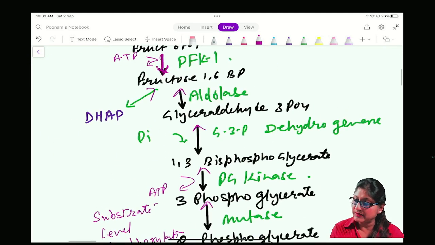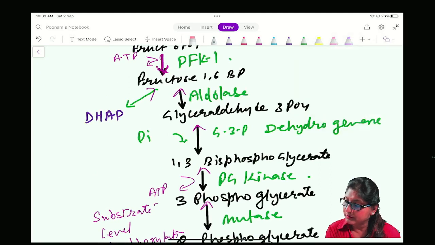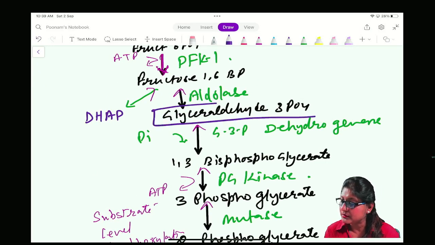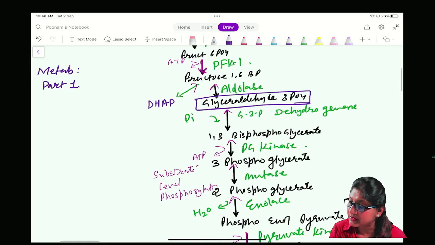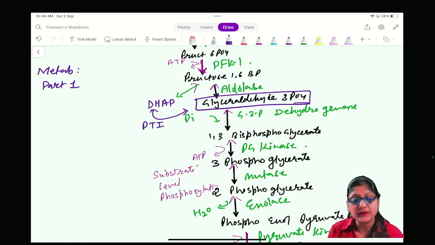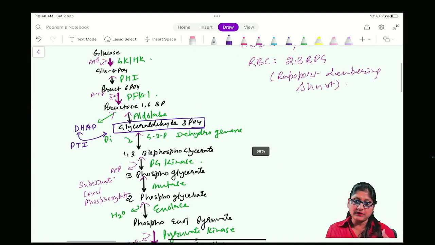You must know that from glyceraldehyde 3-phosphate onward, these reactions are going to occur twice in glycolysis. From glyceraldehyde 3-phosphate downward, all the reactions you are seeing occur twice, because DHAP is converted in a reversible fashion by phosphotriose isomerase to glyceraldehyde 3-phosphate, right? So you must know all these glycolysis steps.